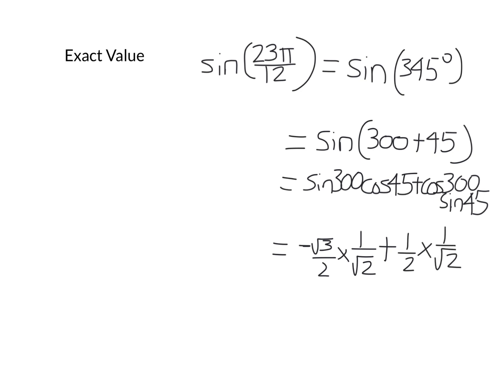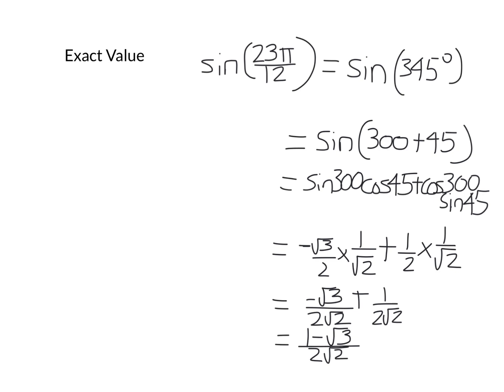All right, let's just make this a bit easier to work with. So negative root 3 times 1 just gives us negative root 3 on top. On the bottom, 2 times root 2, we'll just write that as 2 root 2. And then over here we have 1 times 1 over 2 times root 2, and we just add them together. So this will just be 1 minus root 3 on 2 root 2.